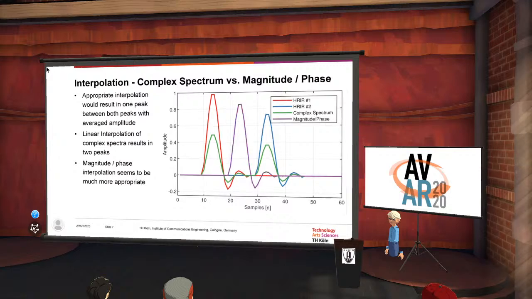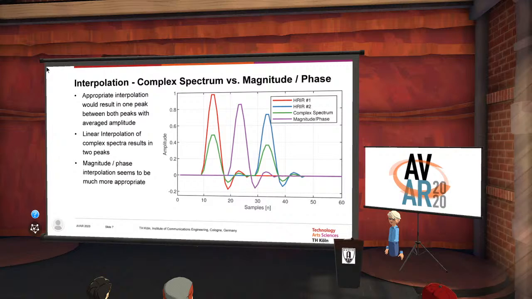If we do the interpolation separately for magnitude and phase, so we do phase unwrapping and interpolate the magnitude and the phase, we get this purple curve. And in this simple example, it matches the reference exactly. So the amplitude is averaged and the phase, and we get something like that. So that seems to be fine, and that might give you some idea why the concept of splitting up the complex spectrum into magnitude and phase might be beneficial, might help.